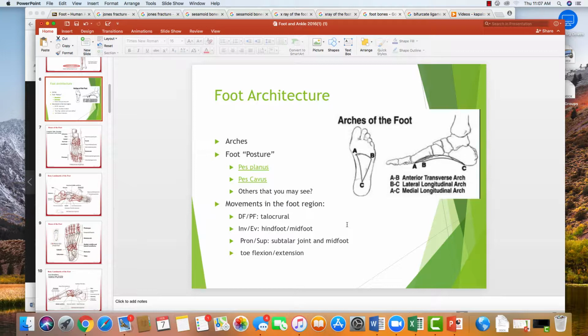The other big movement in the foot region is toe flexion and extension. Now remember, we've got the 5 toes, but the first, sometimes called the great toe, also sometimes called the hallucis, has a different name, and then you'll name the others accordingly. So the first toe, and then the second, third, fourth, and the pinky toe, or the most lateral one, is the fifth.